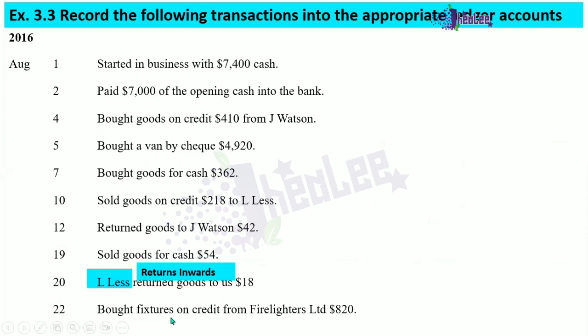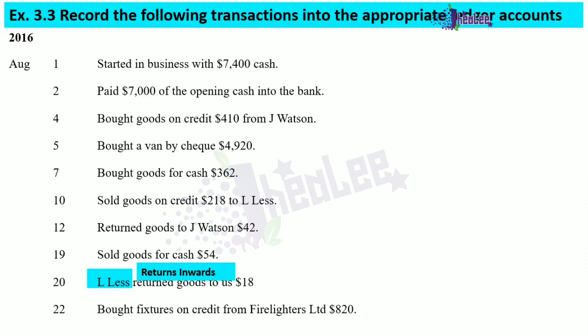And we're going to move into our final transaction. And this is bought fixtures on credit from Firelighters Limited. What are the items affected? Are we going to use a purchases account? No, because we did not purchase goods. We cannot use any of those accounts associated with goods, with movement of stock, if we don't have a transaction relating to goods. So in this case, we did not buy goods, we purchased fixtures. The business is not buying and selling fixtures, and it did not indicate that the fixtures were purchased for resale.